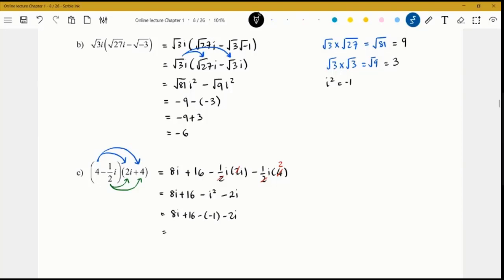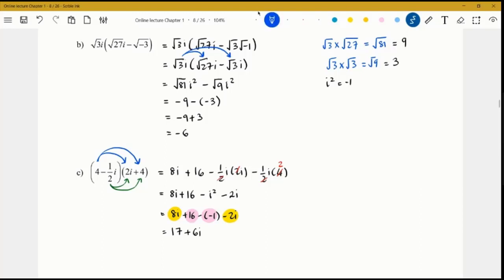So collect the i terms together. Those without i, we collect together. Okay. So this one has i. Those without i are this one and this one. So 16 minus negative 1 will be 17. 8i minus 2i will be positive 6i.